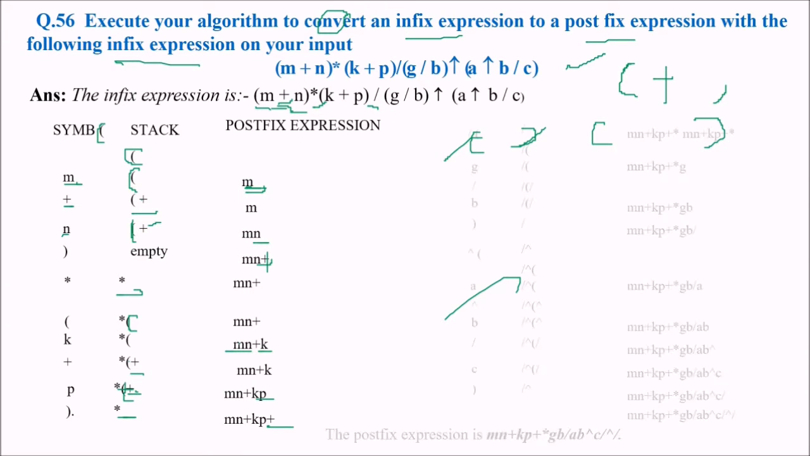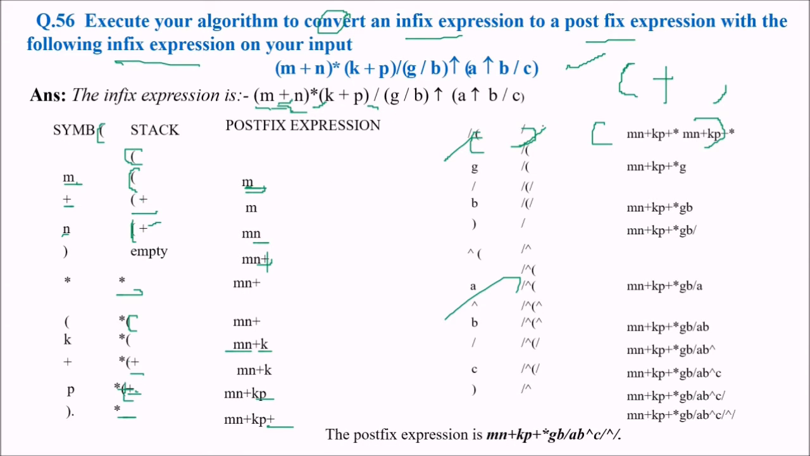What about this division? Now division has come. We have into also on the stack, so we have to take the into and keep it in the postfix. We have kept the into, now the round bracket has started. First division has come, so we'll place division in the stack. Now a round bracket has come, we'll place the round bracket also. Now g has come, we'll place it in the postfix.